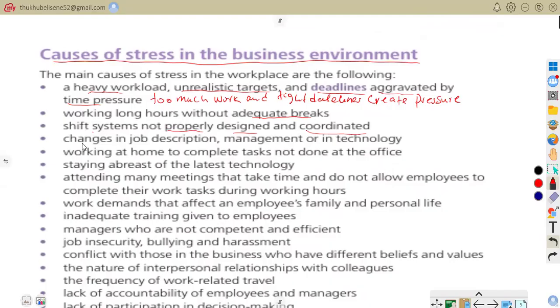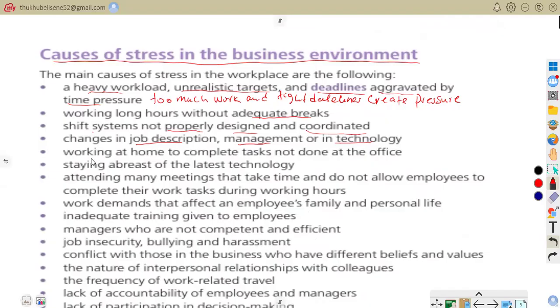So let us move on. Changes in job description, management, or technology also cause what? Stress in the business environment. Meaning to say, adjusting to new rules or systems can be stressful. So imagine where you are to learn new software without proper training. That is going to cause what? Stress. So that's what we mean.